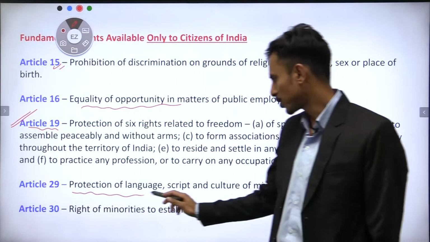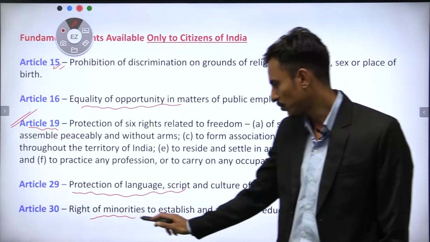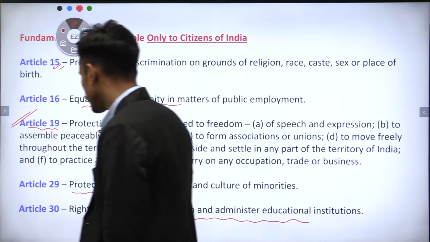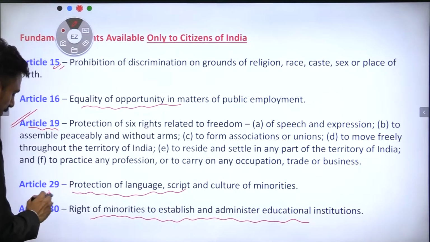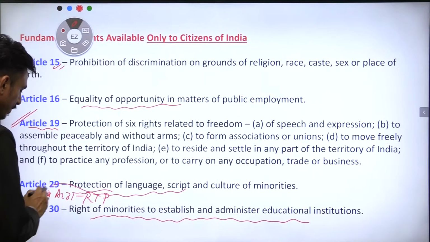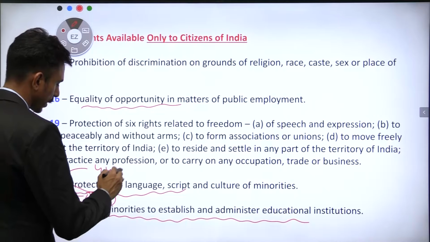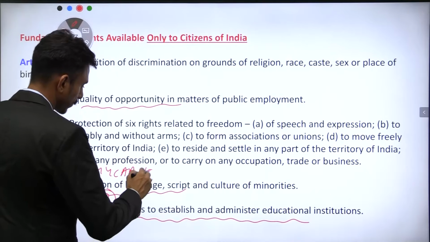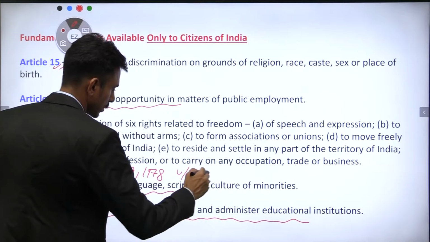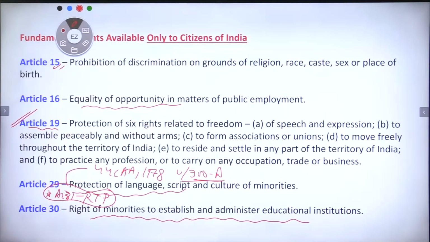Article 29 is protection of language, script and culture of minorities. 30 is right of minorities to establish and administer educational institutions, right? Guys, here Article 31 is not there because Article 31 talked about right to property and it was removed from the list of fundamental rights, as you all know, by the 44th Amendment Act of 1978, and it was made a legal right under Article 300A. So that's why the series is broken.